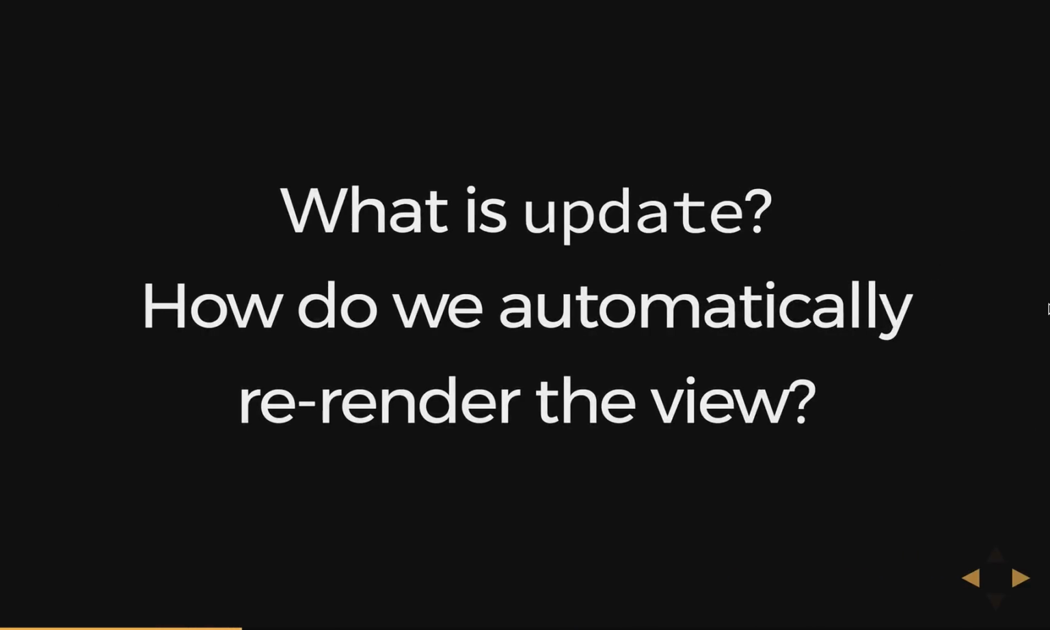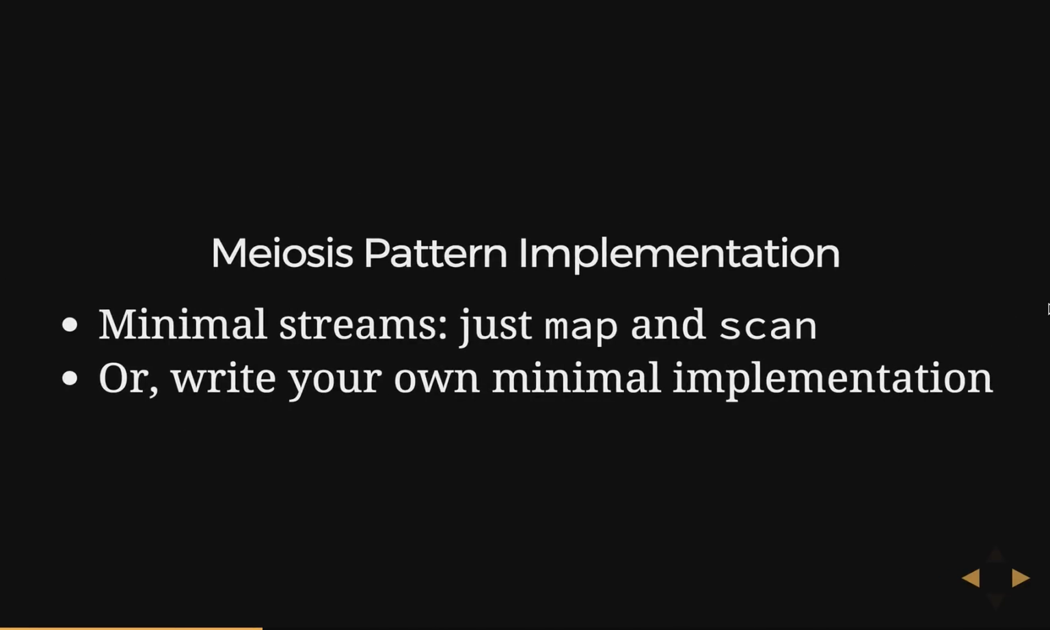So the question is, what is update? How do we make that update automatically re-render the view? Well, there are different ways to implement the meiosis pattern. What I like to do is use a minimal stream library. And when I say minimal, I only need map and scan. And as you'll see, I only need them in one place. Now, if you really don't want to use a stream library, you can also write your own minimal implementation of the pattern, and it's really not difficult.